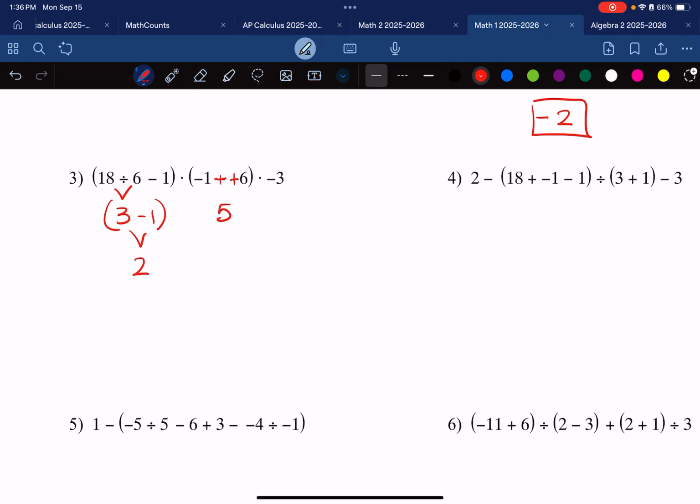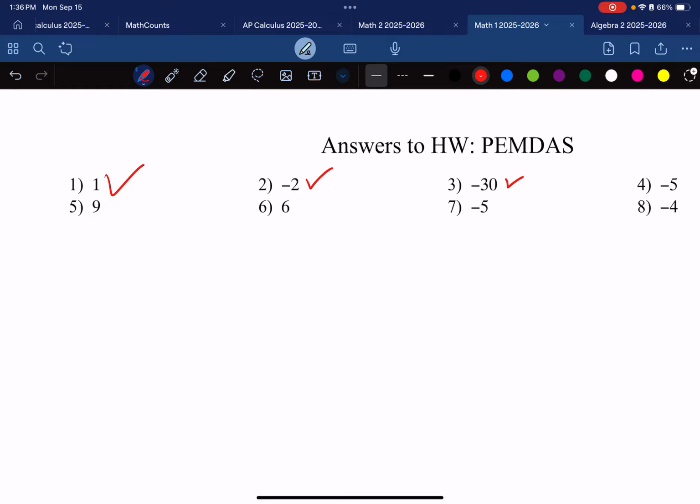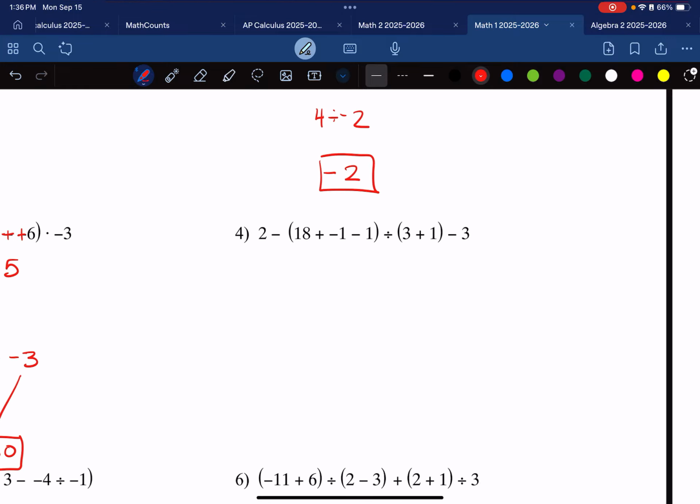Now I can rewrite everything. I have a 2 times a 5 times a -3. Everything is being multiplied. I just move from the left to the right. 2 times 5 is going to be 10, and then 10 times -3 is going to be a -30. Final answer is -30. Did we get it right? In number 3, we got a -30. Let's move on to number 4.